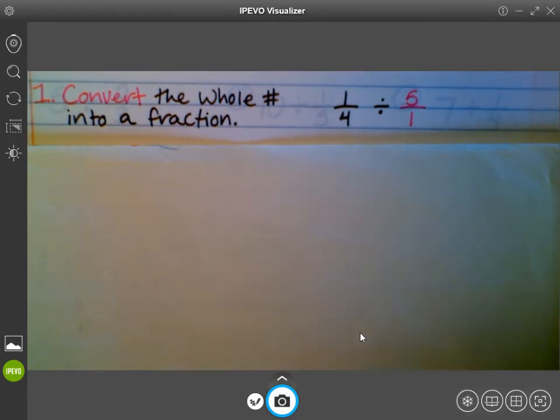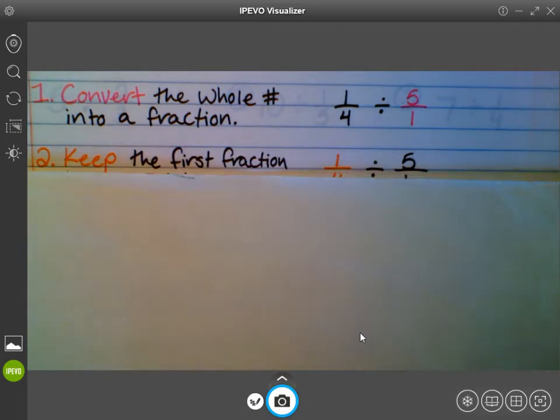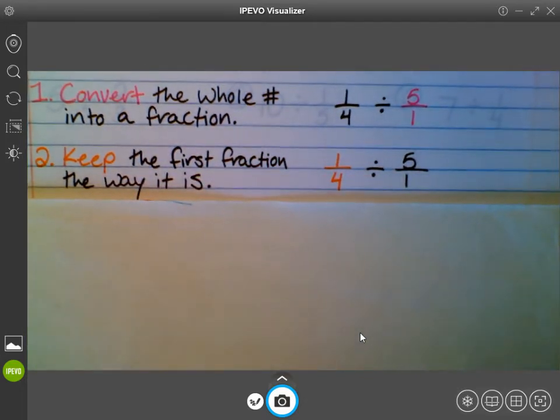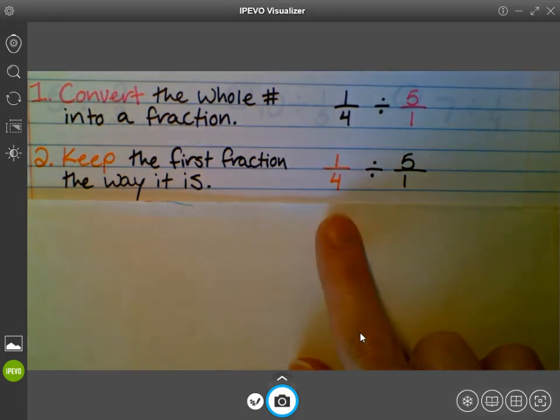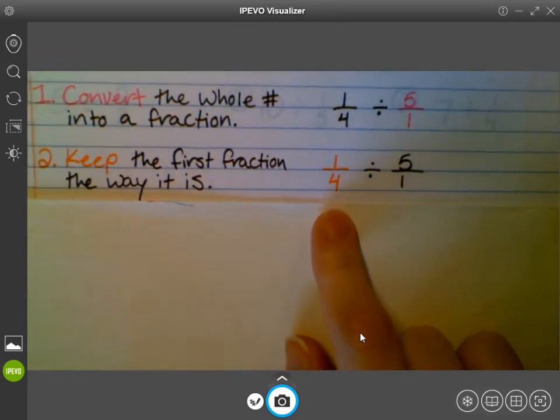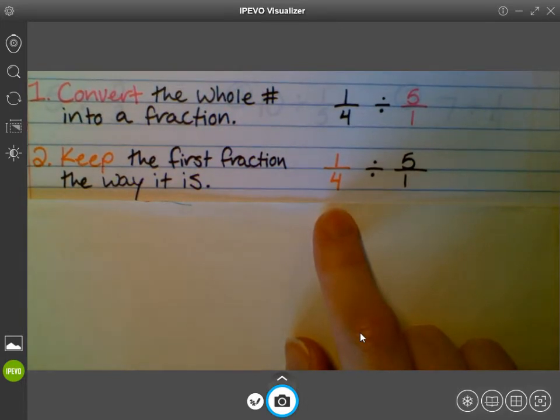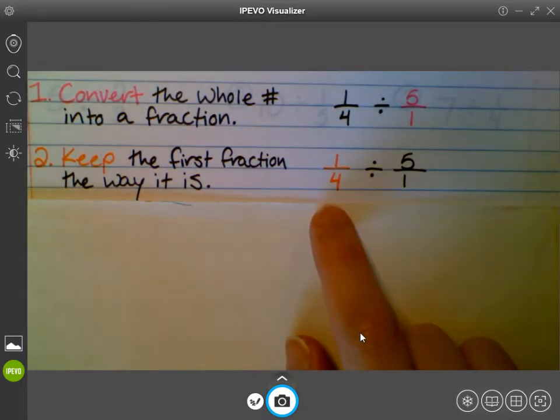All right. So then our second step, keep the first fraction the way it is. So our 1/4 stays a 1/4. Now yesterday we got into the habit of, well, we changed the whole number to a fraction and then that's what stays the same because it was before the division sign. But even when that whole number is after the division sign, our first fraction is whatever fraction is there. It's not always the whole number. So that first fraction we keep the same.